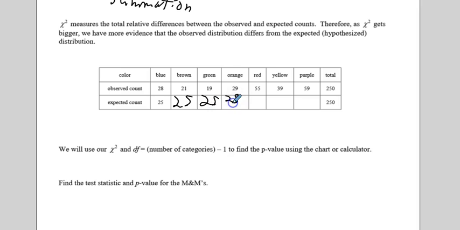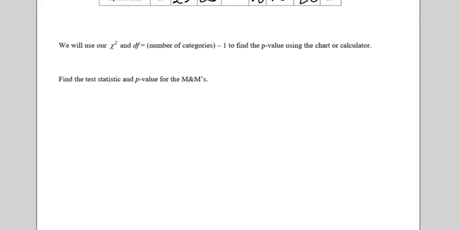25, and then 50, 50, and 50. All right? So here's how we do the math now. Find the test statistic and the p-value. So we write our little curvy line, we write a straight line, and here we go.